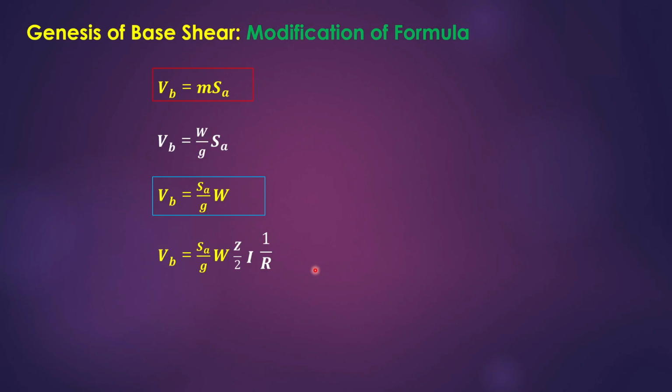So this formula we shall now rearrange and rewrite this way: VB equal to Z by 2, I by R, SA by g, W, and that is the formula given in the Indian code. And in most of the other codes, the SA by g W is always there, and the modifiers are different in different countries.